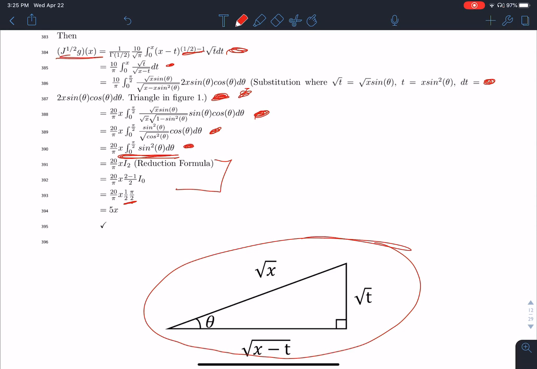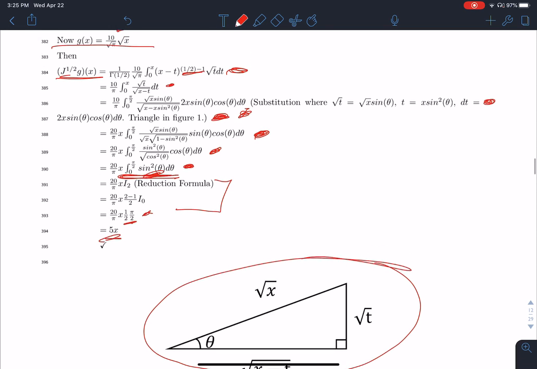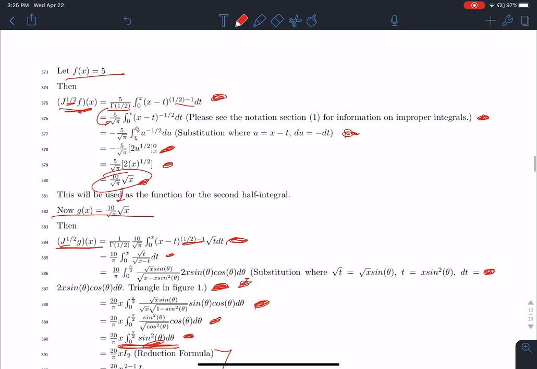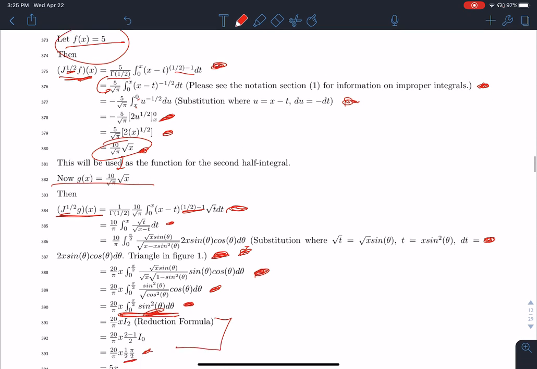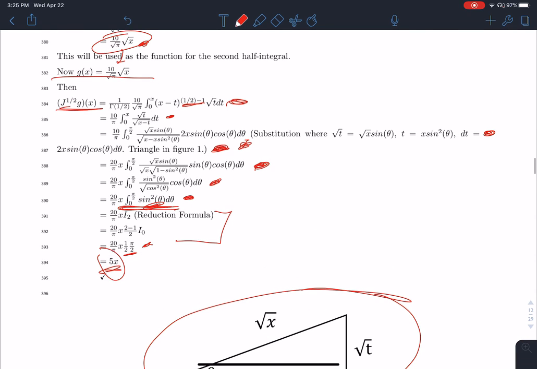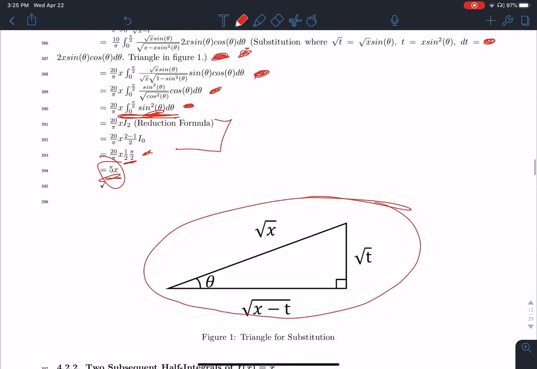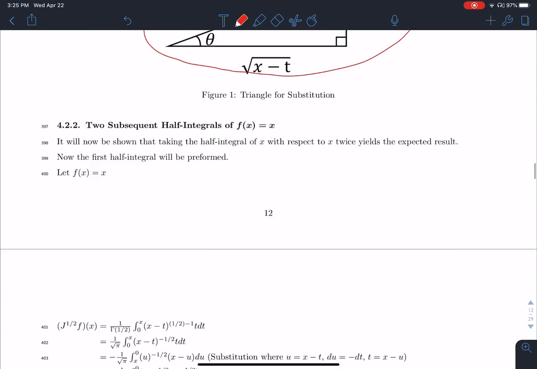This is reduction formula stuff, but you can easily solve this integral and see that this is true. So I'll let you do that, and I actually have it later in this presentation, even if you don't believe me. And that gets us 5x. So let's think about what that was that we started with. We started with 5. We took two half integrals, and we got 5x. That's kind of promising. We'll just keep that in the back of our minds.